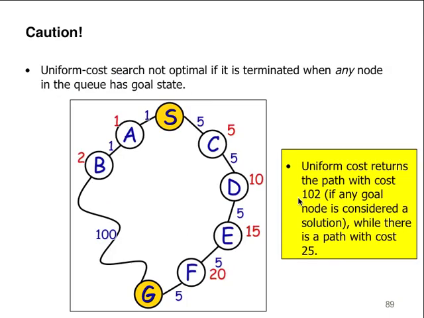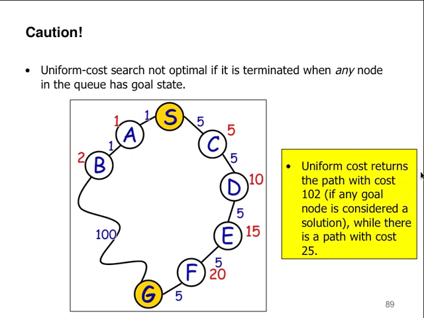So in terms of a caution here, the uniform cost search is not optimal if it is terminated when any node in the queue has got its goal state. So depending upon how big the queue is, it's not very optimal if it finds it too quickly, because then you've got a lot of overhead in the setup.